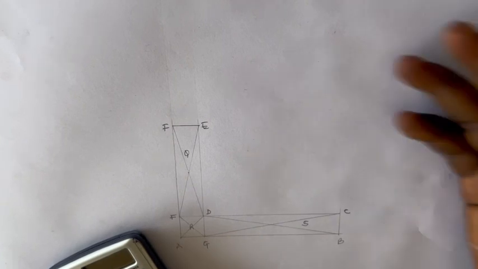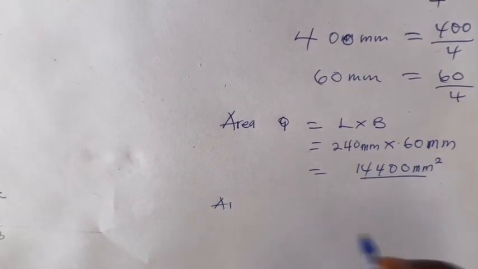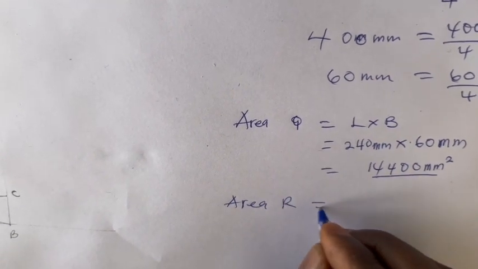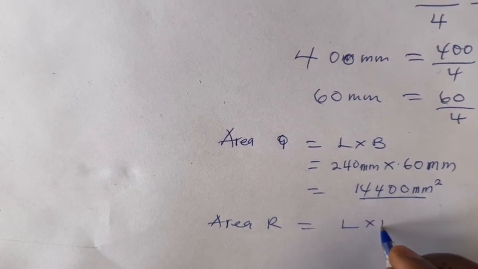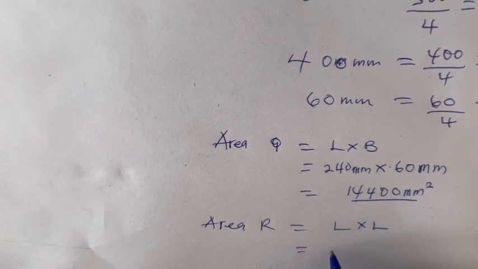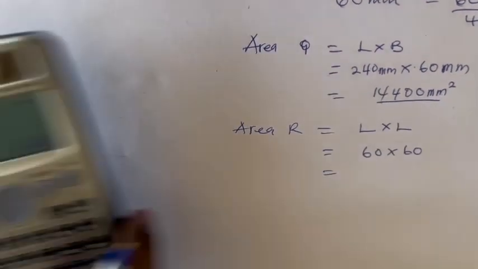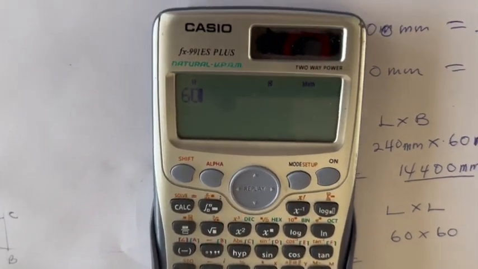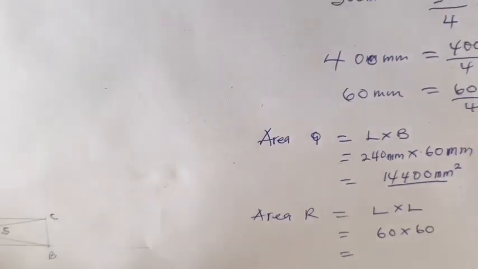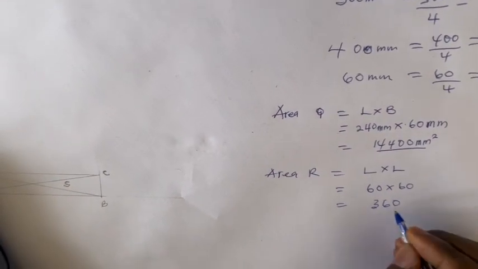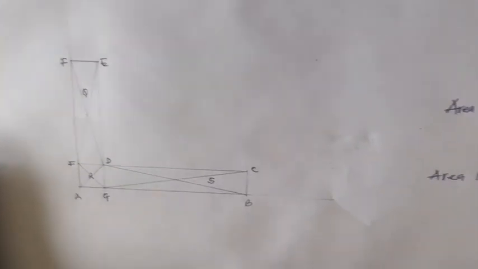Then we come to the area R. So area R will be equal to, that is also giving us a square. So a square will give us L times L. And that will be equal to 60 by 60. And this is going to give us what? With the help of our calculator, we have 60 multiplied by 60 and that is giving us 3,600. So we have 3,600 millimeter square.